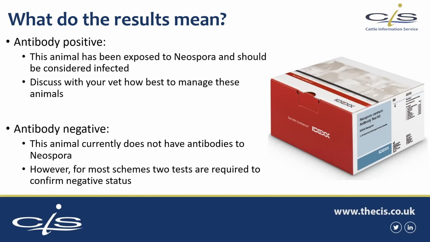And of course, even if a cow has negative status now, there is the potential that it could be introduced into the herd in terms of horizontal transmission, as discussed earlier. So an antibody negative result is a good thing, but we can't depend on it completely. We're looking for multiple tests to really make sure that that's the case.